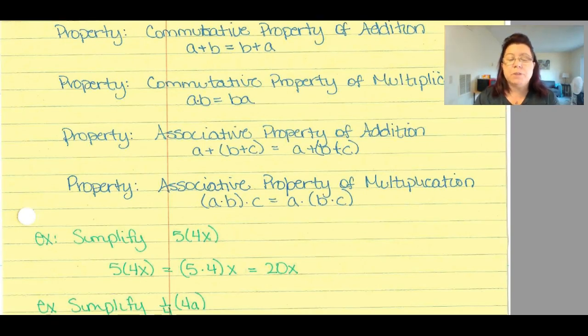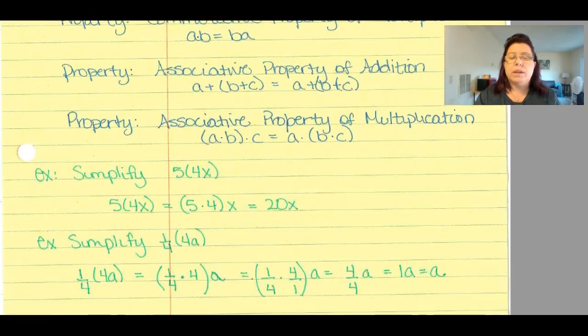Let's attempt another problem, a little bit more difficult because it has a fraction involved, but let's simplify 1 fourth times the quantity 4a. Now again, we're supposed to be doing what's inside the parentheses first, but it's not really helpful because there's not much I can do about a 4a. But if I regroup and say 1 fourth times 4, then a, then I can have 1 fourth times 4 over 1. 1 times 4 is 4. 4 times 1 is 4. And therefore 4 over 4 is 1. And we wouldn't write it as 1a. We would just say a.